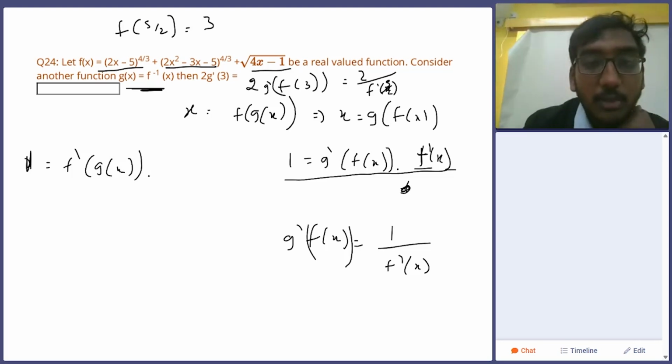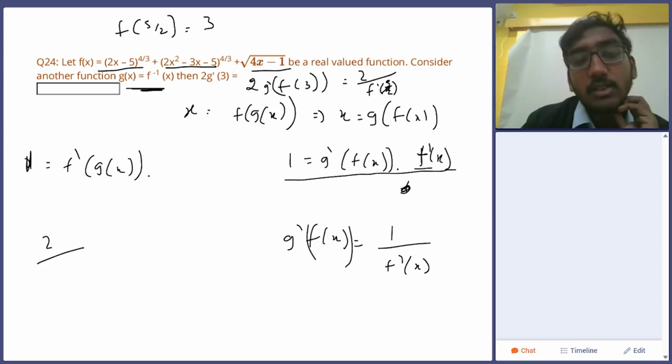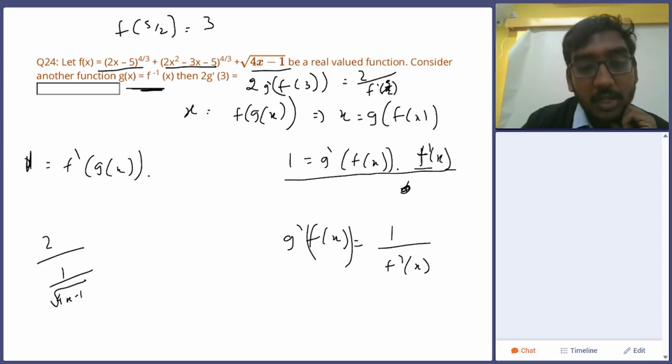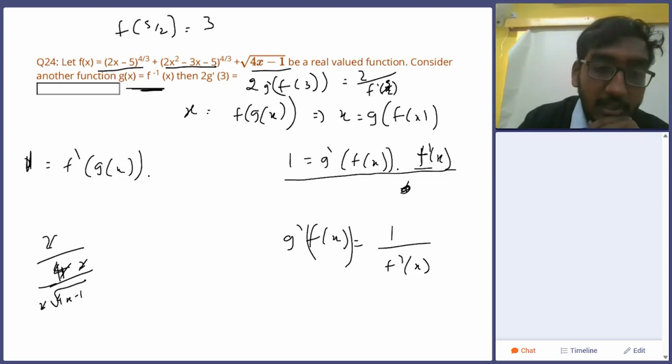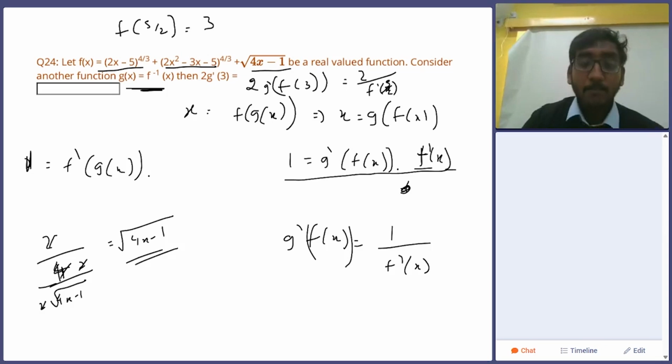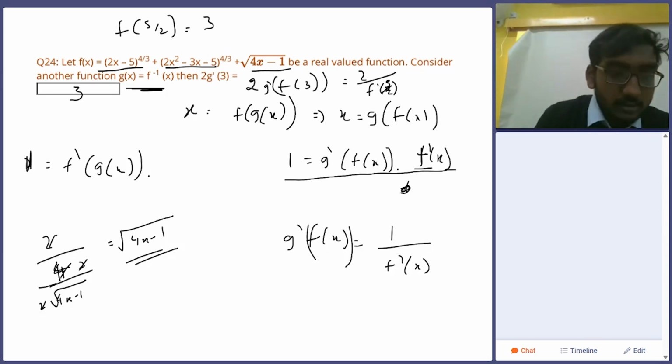2 by f dash of 5 by 2 will be what? For f dash of 5 by 2, these two terms will vanish, so the derivative of this alone: it will be 1 by 2 root x, and for root of 4x minus 1 it will be 1 by root of 4x minus 1, into 4. With that 2 this gets cancelled, and with this 2 it gets cancelled. It will basically again be root of 4x minus 1. So what will be the value of this? It will be 3. So 3 is the answer.